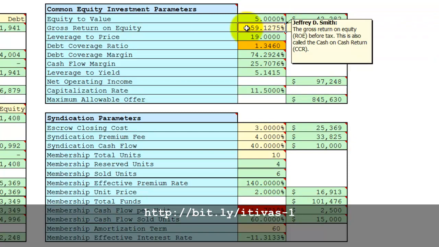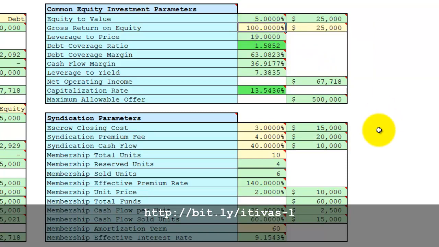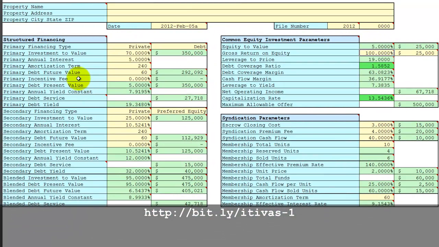Now let's go back to the 100% return on equity, and let's do a what if on incentive fees. Let's say that the primary financing wants 2% rolled in. You can see how it changes the annual yield constant. We can also add an incentive fee rolled in for the private preferred equity tranche of 3%, and you can see how that adjusts the annual yield constant.